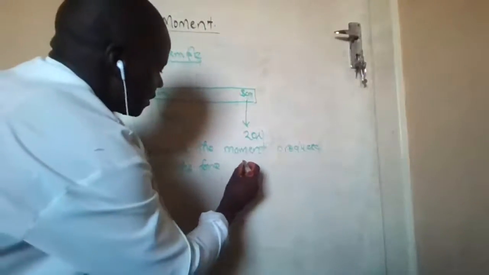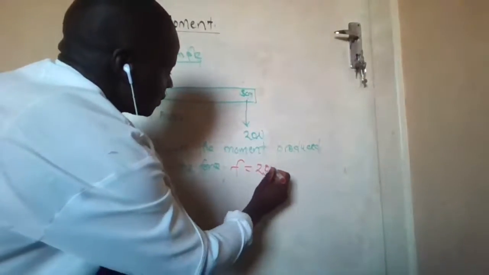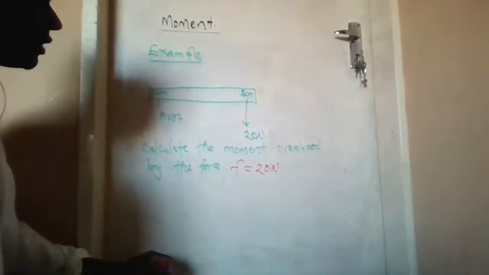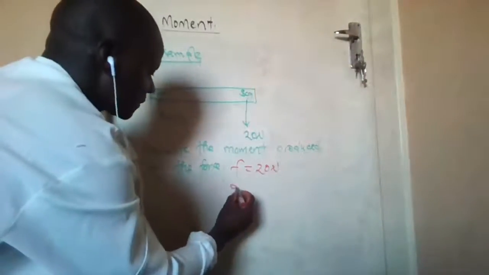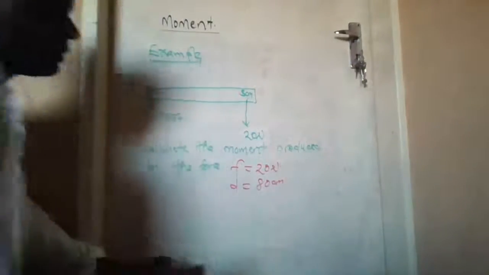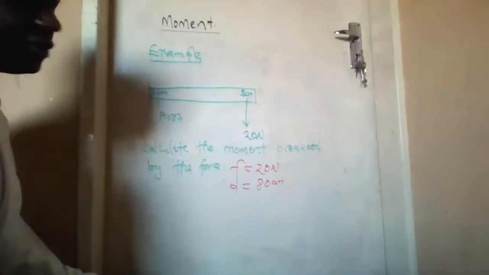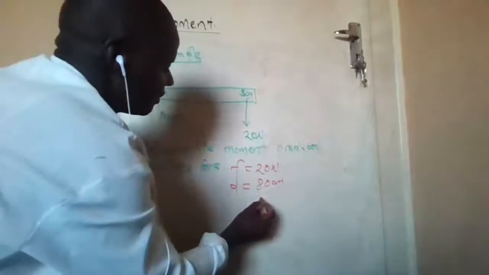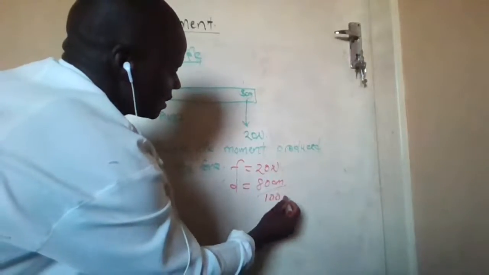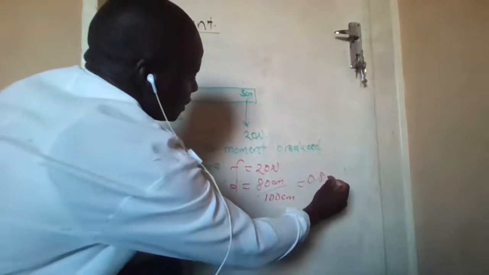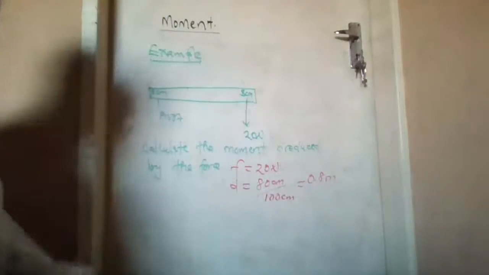The force is in newtons, 20 newtons. That's very good. The other thing that we need to consider is the distance. The distance is 80 centimeter. But remember, I said the unit for distance is meters. We divide by 100 because there are 100 centimeters that make up a meter, and that will be 0.8 meters.